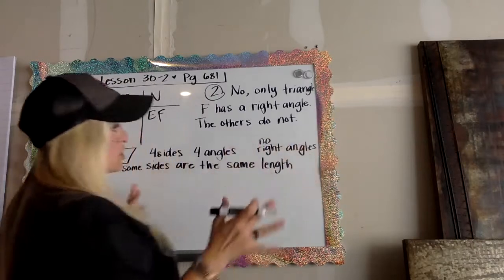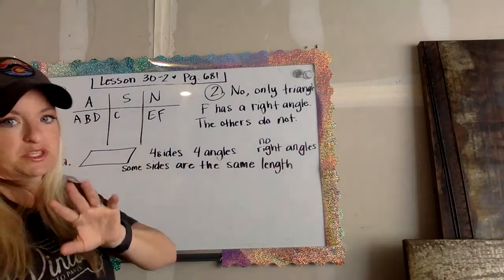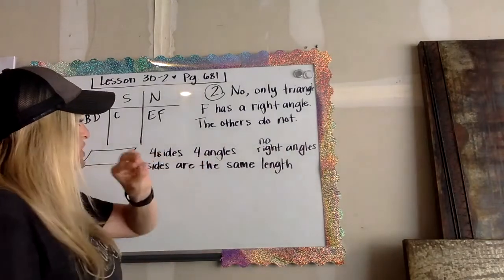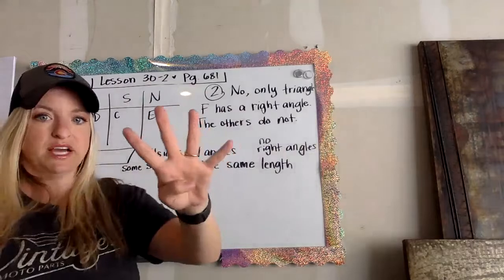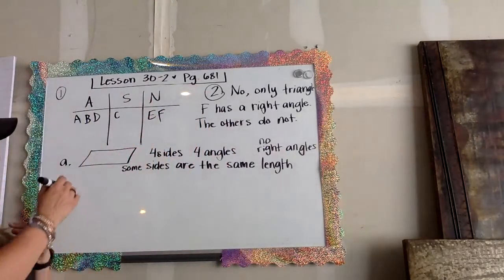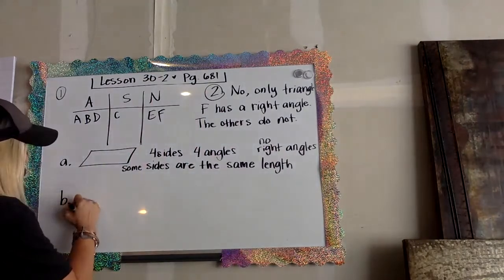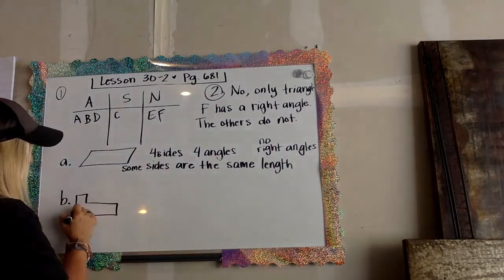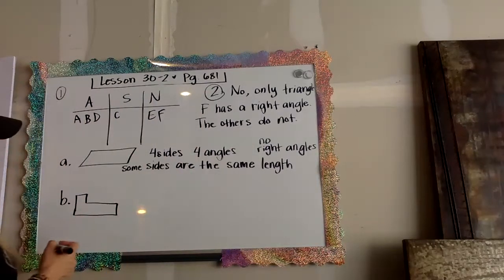And look at this. We put it into 4 groups because no right angles is one group. Some sides are the same length is another group. 4 angles, that's another group. The 4th group is 4 sides. So you only had to give 2, we gave 4. Now for letter B, the shape is a little bit interesting. It looks kind of like this. So what groups could you put this one in?